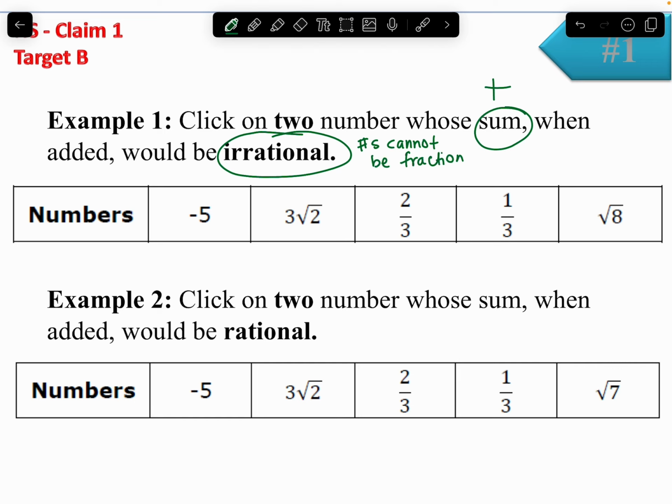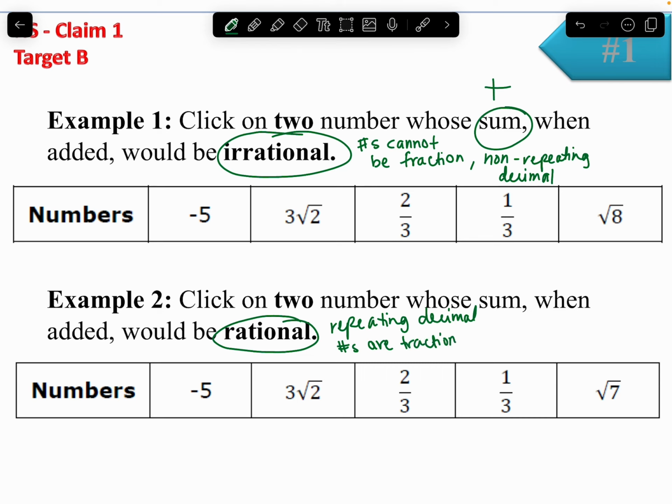And they have a non-repeating decimal. The opposite, rational, is a repeating decimal. Repeating decimal numbers are fractions, or can be simplified as a fraction.